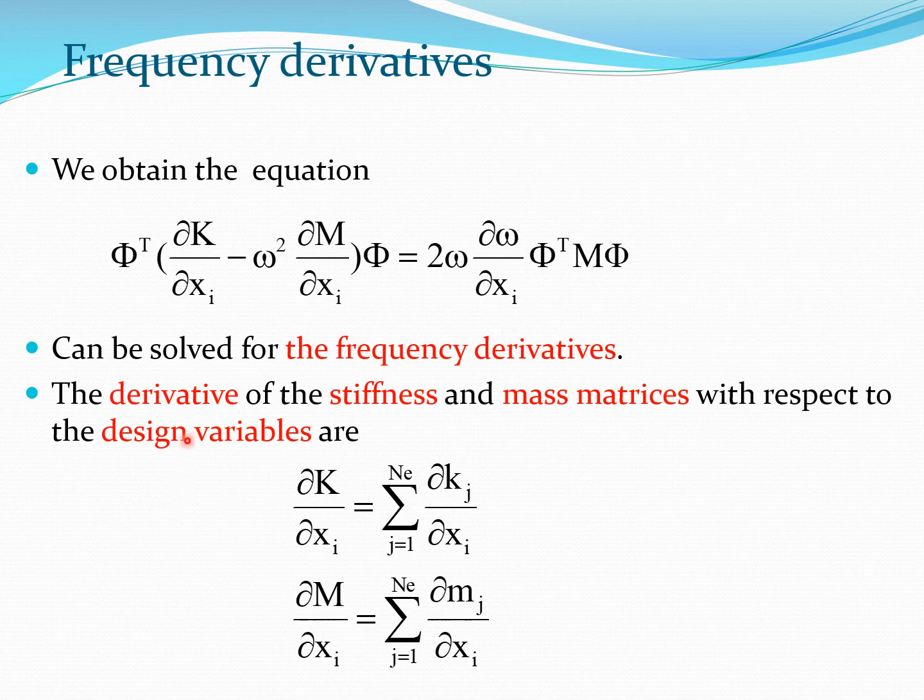And again, as mentioned before, the derivative of the stiffness and mass matrices can be obtained by these equations, where the capital K and M are at the global level and the small k and m are at the local level, and the local level differentiation can be done explicitly if you have explicit functional representations, or they can be done using finite differencing. But this particular procedure is going to save you an enormous amount of computer time, because you do not have to perturb all the design variables and get the frequency derivatives. The frequency derivatives will be thrown out to you as part of the solution process.